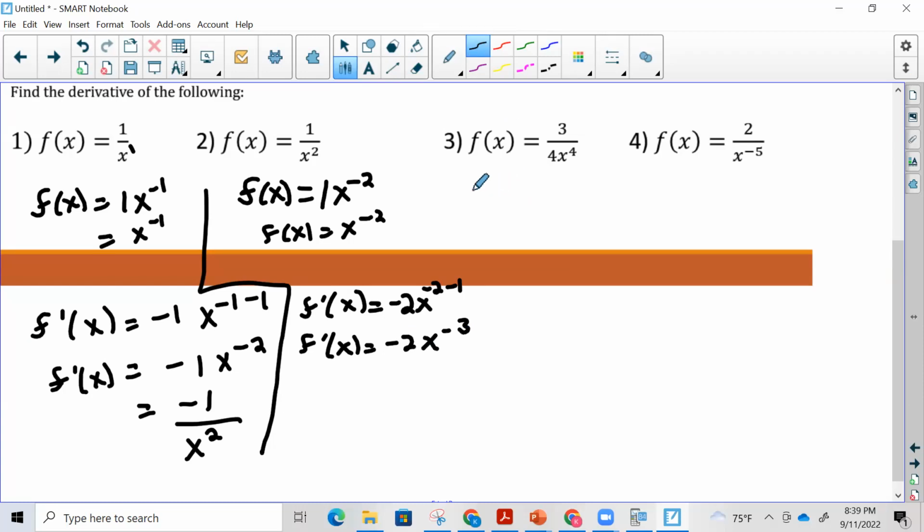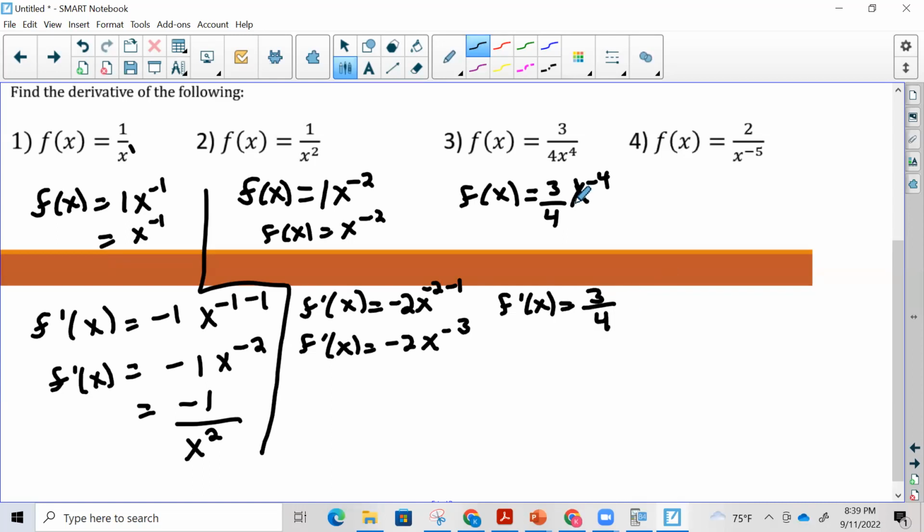And then 3 is the same thing. We first rewrite f of x. Now I'm going to leave the 3 over 4. That's my coefficient in front. And I'm going to move the x to the fourth to the numerator. And so I have x to the negative 4. And again, you can put it all over 4, or you can write it like this. It's the same thing. And then when I take the derivative, I'm going to leave the 3 over 4 there.